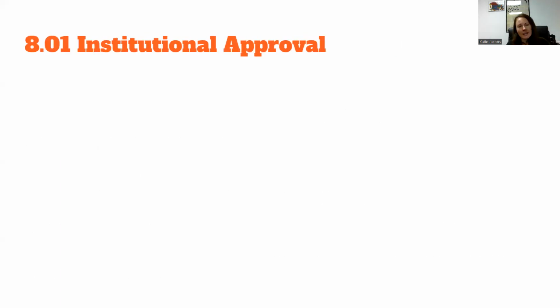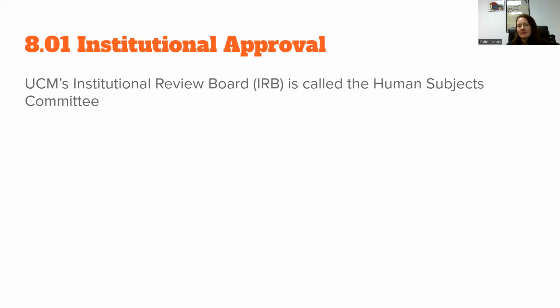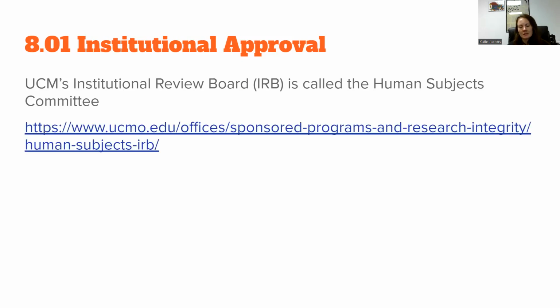So Section 8.01, institutional approval. You have to have institutional approval to be able to conduct research studies. For this class, we're doing training projects where we're going to be collecting data and analyzing it. But we will still go through either the IRB process or a mimic IRB process for this class. UCM's Institutional Review Board, IRB, is called the Human Subjects Committee. And this is a link to be able to access the IRB.